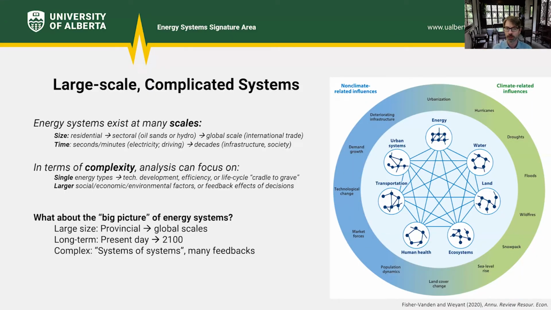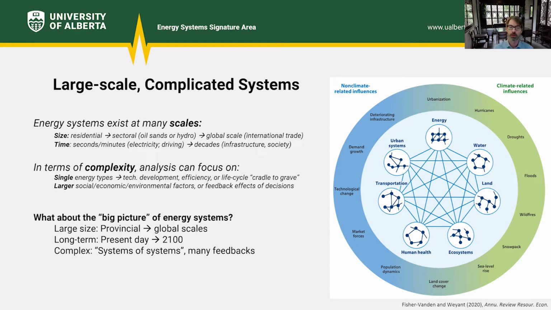You've already seen a little bit about the complexity that can exist within energy systems. And so you've seen that they can exist at many different scales, with sizes from residential all the way up to sectoral or regional. I'll talk about global scale systems and time that ranges from seconds or minutes all the way up to decades, where we're talking about infrastructure and changes in society. In terms of complexity, our analysis can focus on single energy types, as you've seen, or it can focus on some of the larger socioeconomic and environmental factors, or some of the loops or feedback effects of decisions.